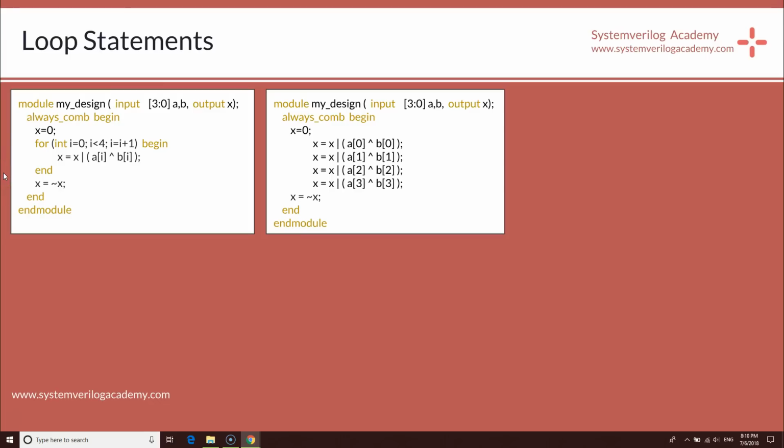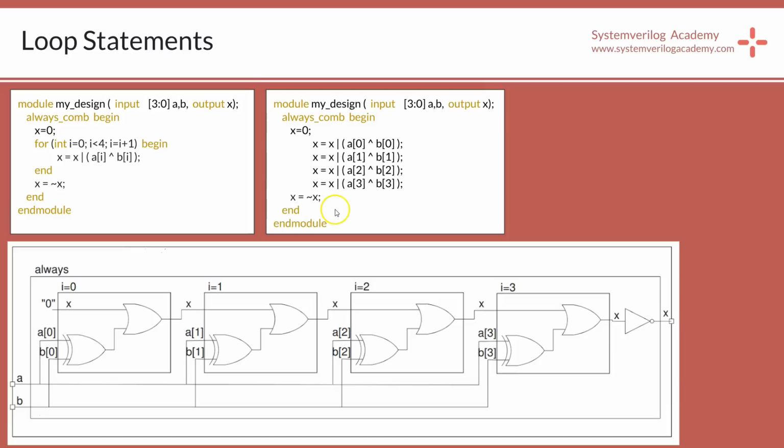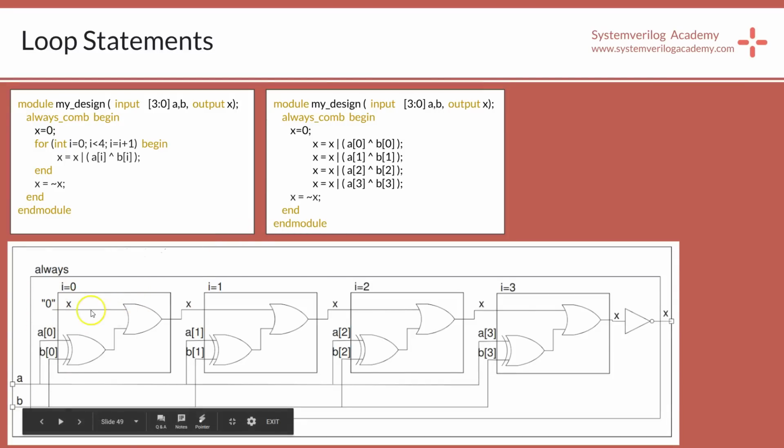Now it is easy to draw the circuit produced by this for loop. It is shown here. First X will be assigned with 0 and is given to an OR gate input, whose other input is the output of an XOR of A of 0 and B of 0. This X is passed to the next level of circuit, which is equivalent to the second iteration of the for loop, and this is repeated 4 times.